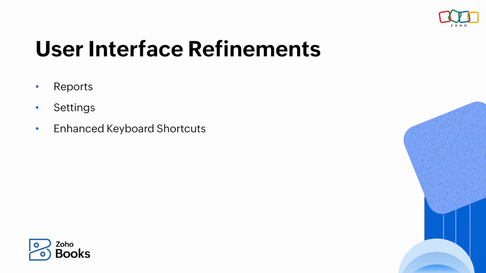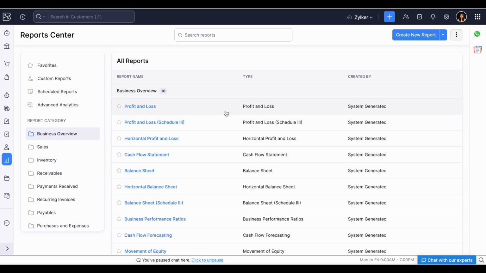First, we'll see the refinements done at the reports module, at settings. Also, we'll see the enhanced keyboard shortcuts. In reports, we have streamlined the reports page to increase efficiency and accessibility. The new layout gives a user-friendly list view sidebar and search option which helps us in effortless navigation. We are also providing custom report creation process from the overview pages.